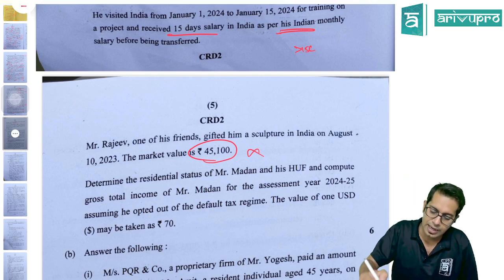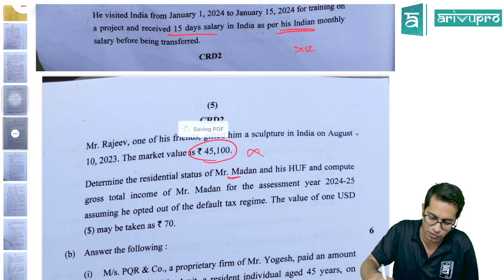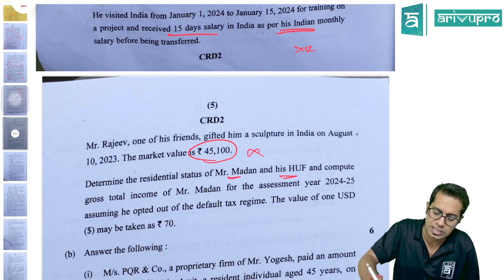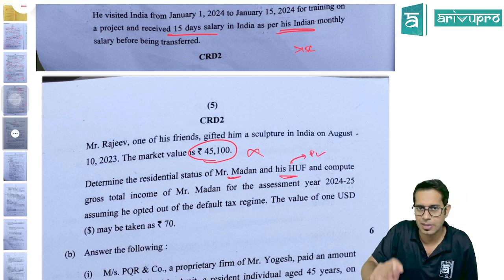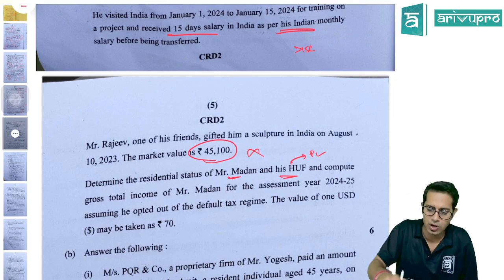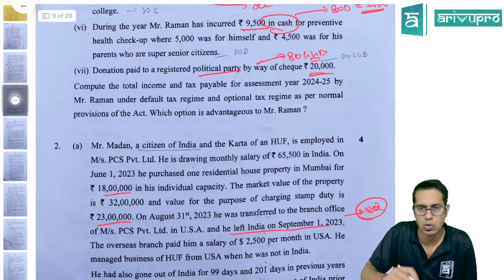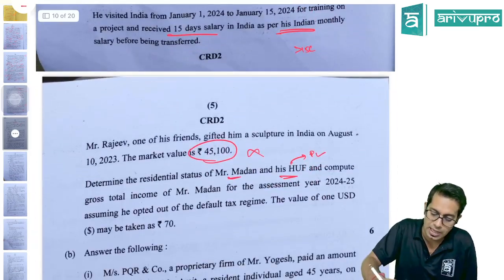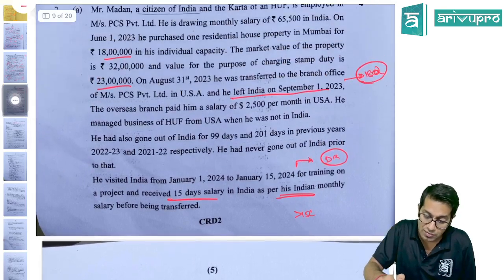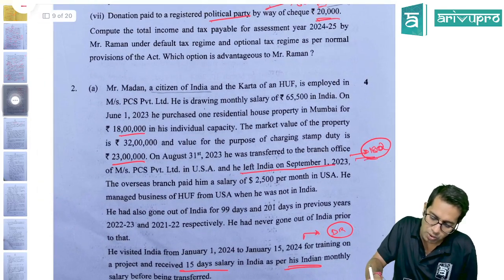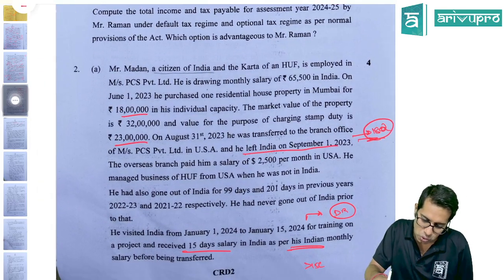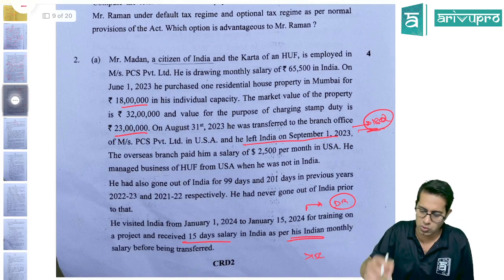Determine the residential status of Madan and HUF. So for HUF, can I say, because it is partly controlled in India, it will be treated as resident? See, for some period of time before he went outside India, it was controlled from India. So HUF is resident, and Madan is what, sir? Madan will be treated as resident if he has stayed for more than 182 days in current year. So in current year, you can just do the calculation, okay?